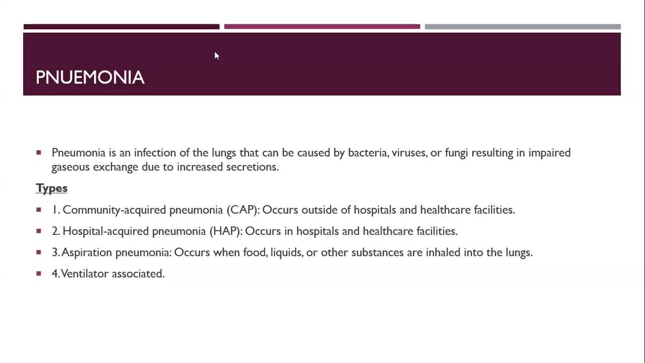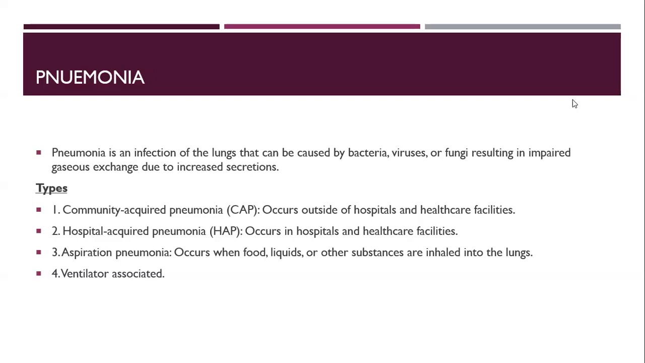So, types of pneumonia. Hey, I said TB. Types of pneumonia. We have one: community acquired pneumonia, CAP. This one occurs outside of hospital and healthcare facilities. That is community acquired.